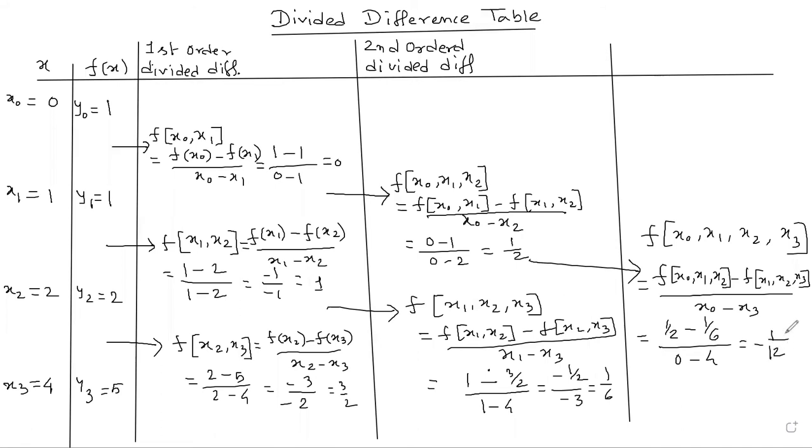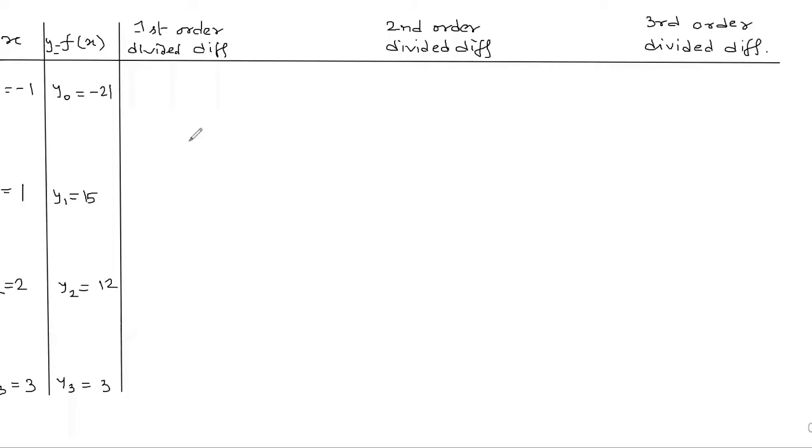So this is how we construct the divided differences. That means using the divided difference table, we can very easily compute all possible higher order divided differences. Next, let us construct another divided difference table with a given data set that contains 4 data points.